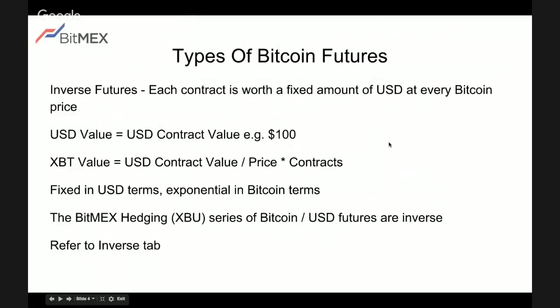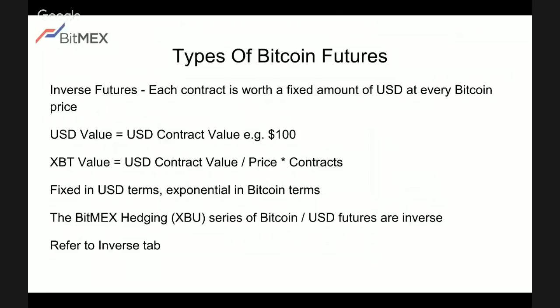The second type of futures contracts that we offer are inverse futures contracts, whereby each contract is worth a fixed amount of US dollars at each Bitcoin price. So to compute the US dollar value of this contract is quite simple. You have the US dollar value, i.e. $100, times the number of contracts that you hold. So if you hold one contract, you have $100 of exposure. If you have 100 contracts, you have $10,000 of exposure.